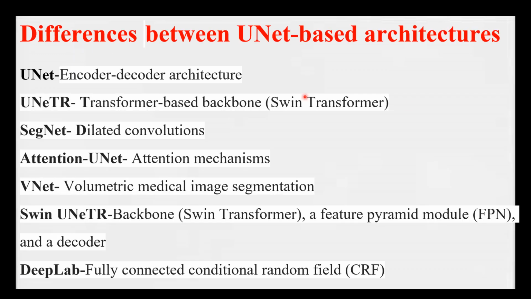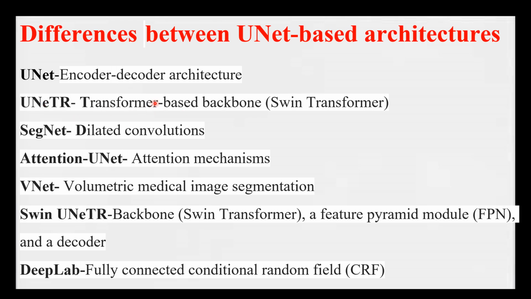Then comes the summarization of all the UNet-based architectures. So first is the UNet, which is an encoder-decoder architecture for image segmentation tasks. It uses skip connections between the encoder and decoder to preserve spatial information and improve performance.